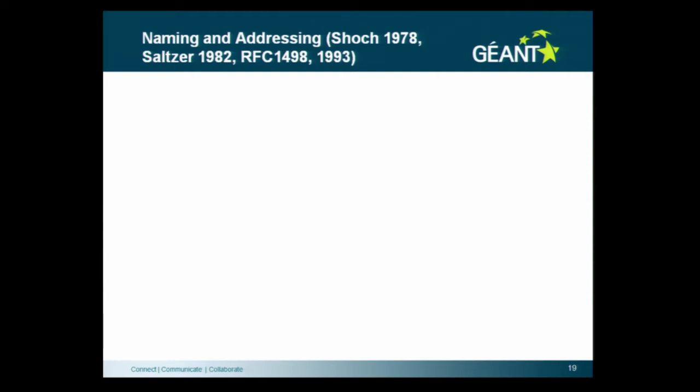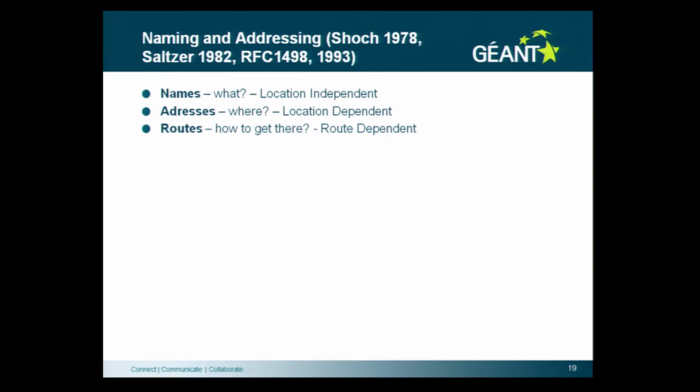Another important paper was around 1982 from Jerry Saltzer, published as RFC 1498 in '93. It's a general paper discussing the nature of naming and addressing. It has 3 different entities which you have in your network. One is names, which are what you're trying to reach, and they should be location independent, because if they're location dependent, you're blocking mobility. If I want to reach Anna, I don't need to care where Anna is. I just know it's Anna, so the network needs to figure out where she is.